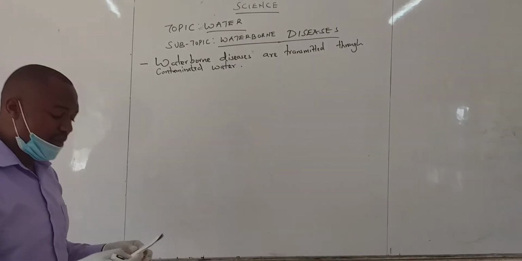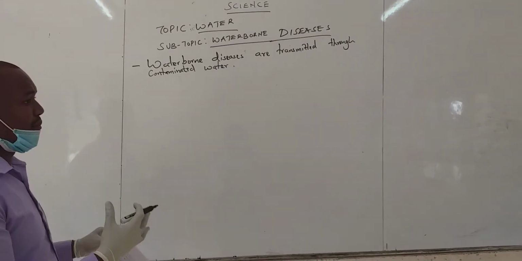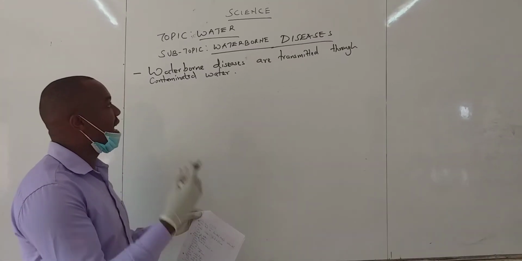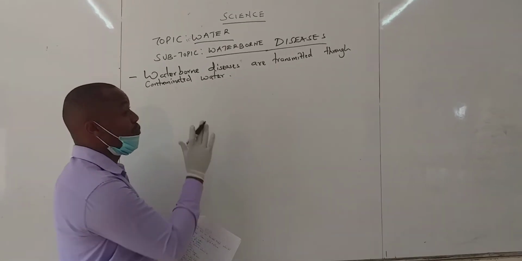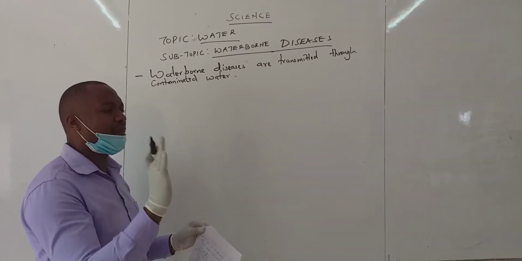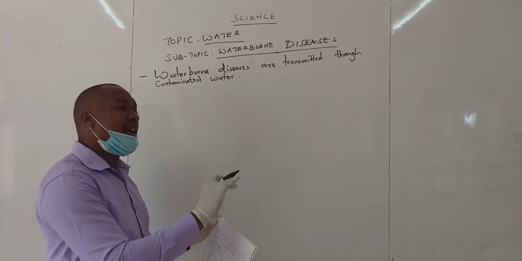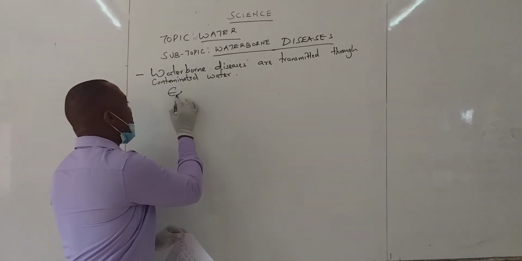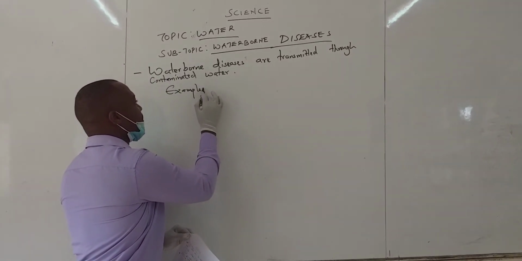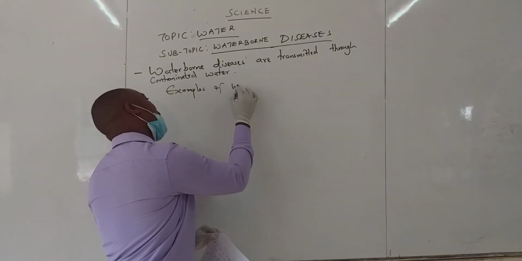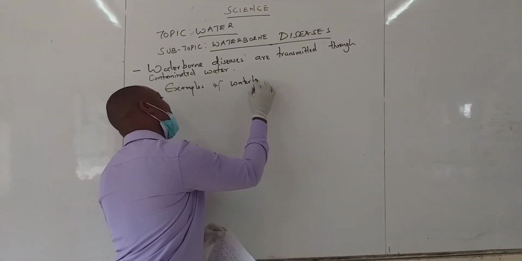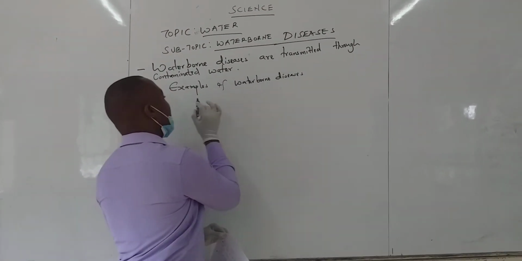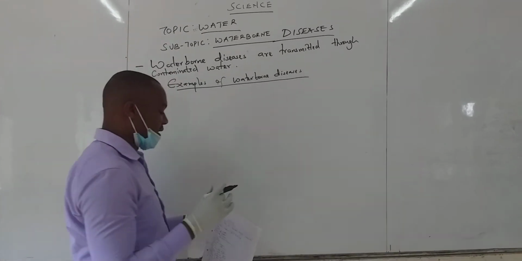We have around 4 examples of waterborne diseases. But in my lesson and as a topic, we are going to discuss only 3, which are the most commonly found and affect people the most. Examples of waterborne diseases.